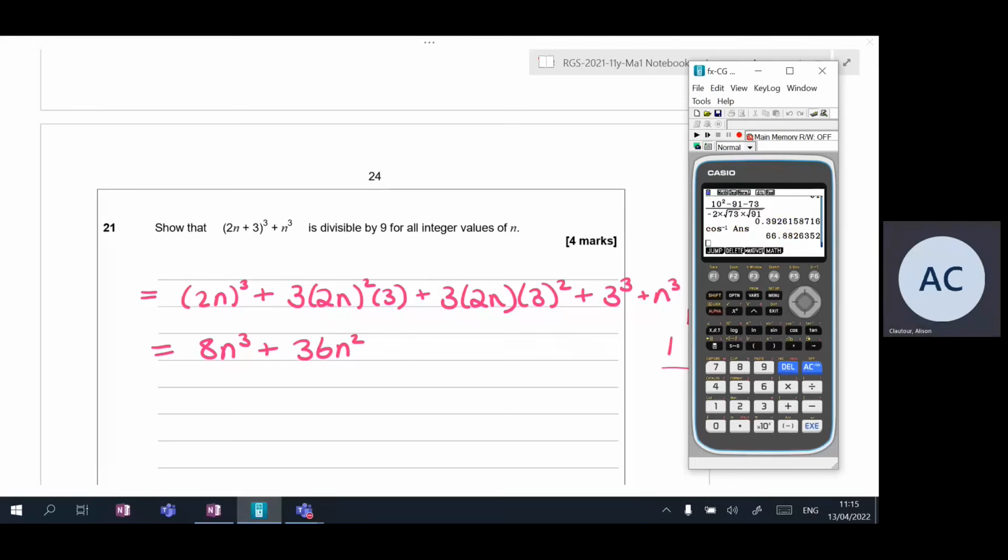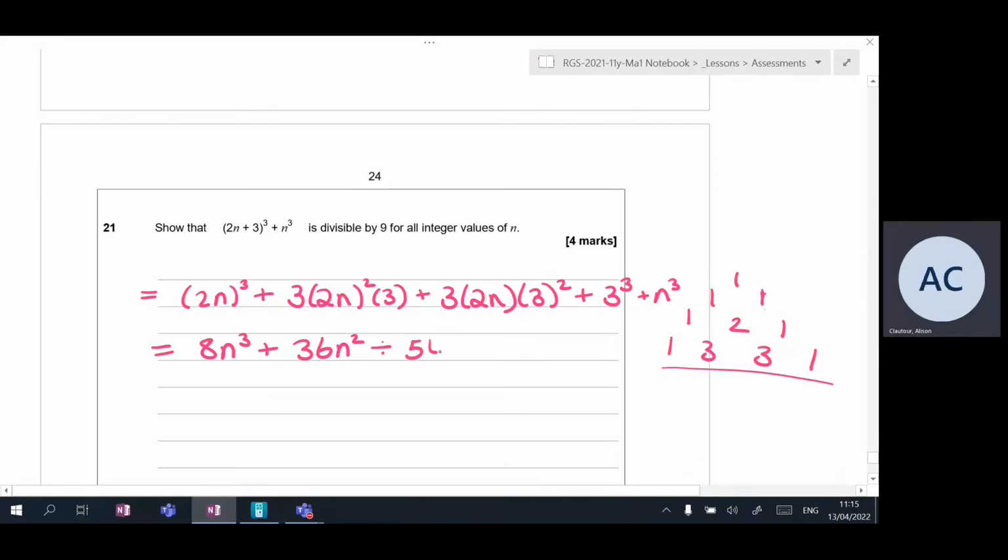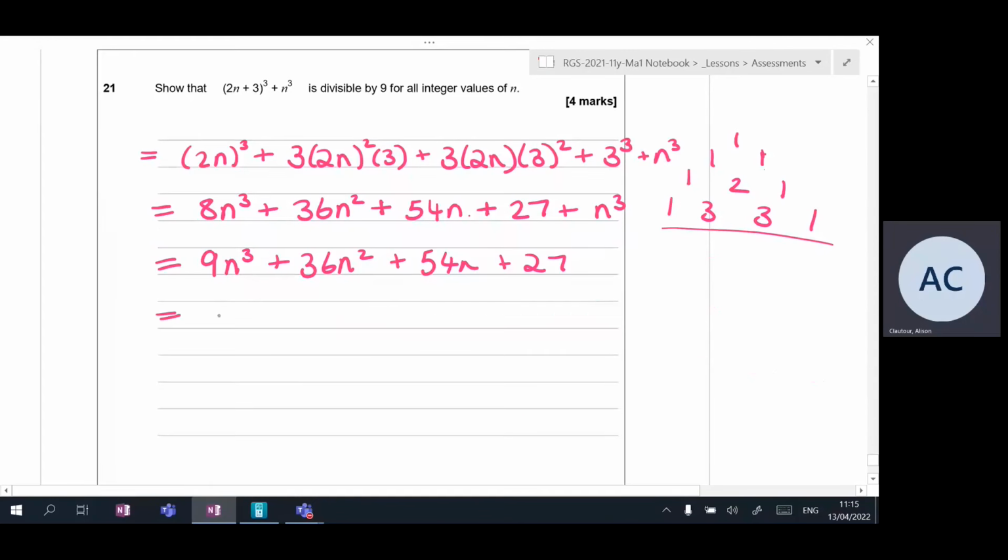Don't want to make any silly mistakes. So we've got 3 times 2 times 3 squared, which is 9, so it's 54n. Three cubed is 27, and then another n cubed. So group that together: we've got 9n cubed, 36n squared, 54n, and 27. If we're trying to show this is divisible by 9, we should be able to factorise out 9, which we can.